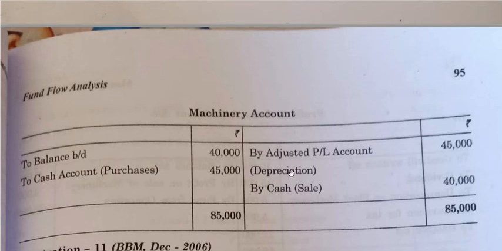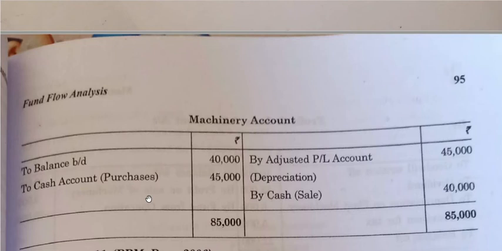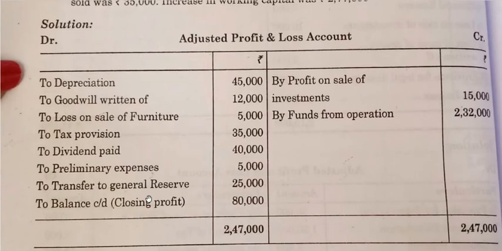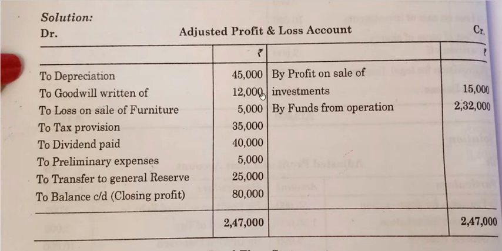So this depreciation will get into your adjusted profit and loss account, and the purchases and sales will get into your fund flow statement respectively as outflow and inflow. Moving on to your adjusted profit and loss account, we start with to depreciation 45,000, to goodwill written off 12,000, to loss on sale of furniture 5,000, to tax provision 35,000, to dividend paid 40,000, to preliminary expenses 5,000, to transfer to general reserve 25,000.